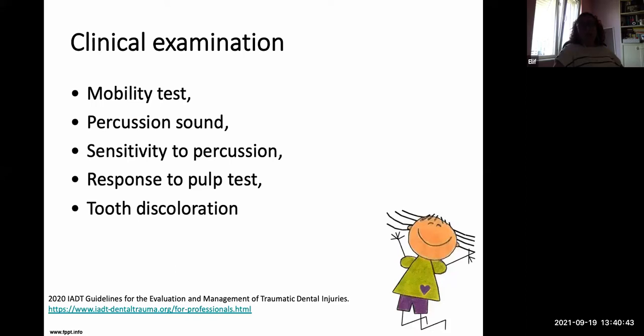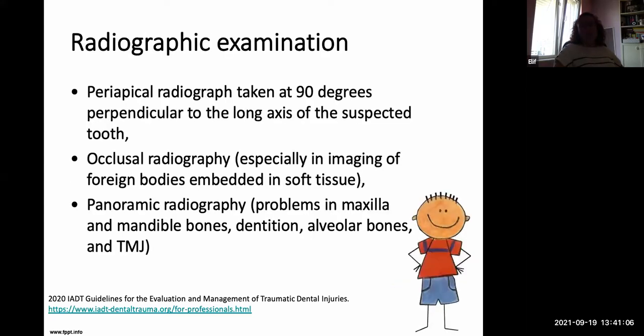What should we do to the affected teeth by trauma? We should do mobility tests, percussion sound, sensitivity to percussion, and response to pulp test, which is mostly not correct at the time of injury. So we should follow up closely. And tooth discoloration is also important.